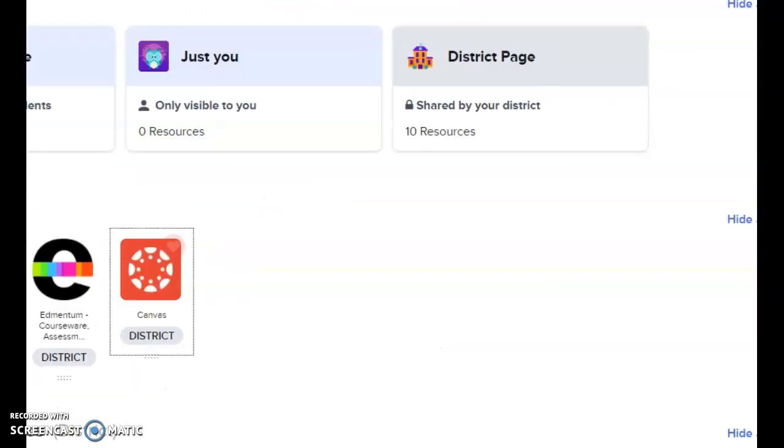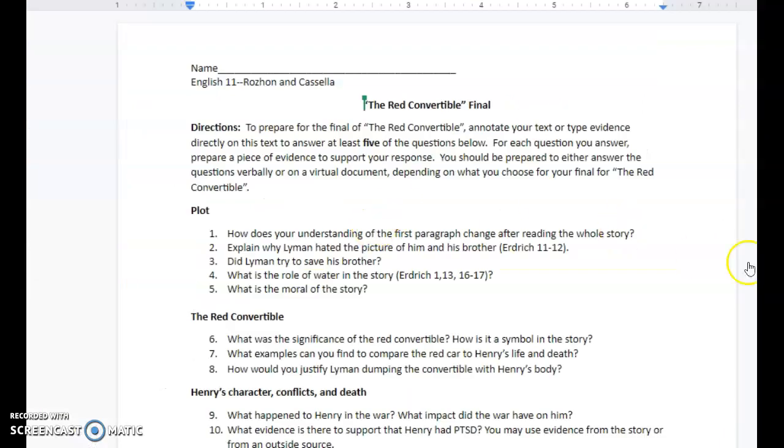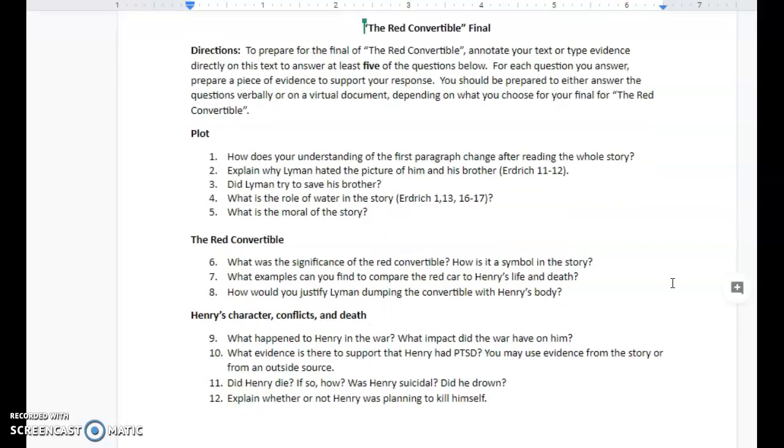Let me close out my email. For each question you answer, prepare a piece of evidence to support your response. You should be prepared to either answer the questions verbally or on a virtual document, depending on what you choose for your final of The Red Convertible. So I'll talk about that in just a minute, but what you see here is 12 questions.